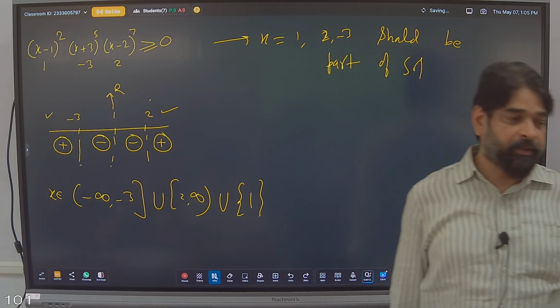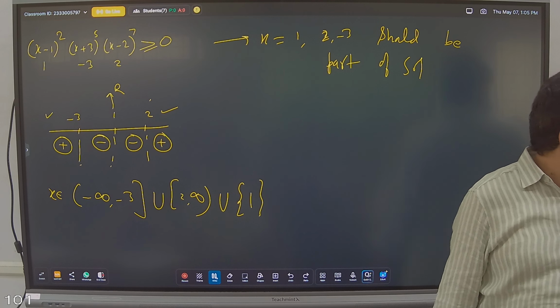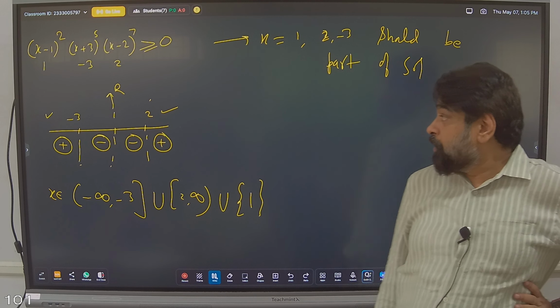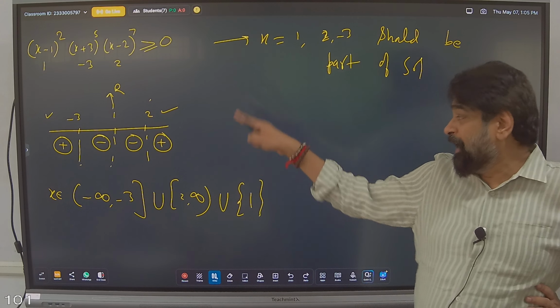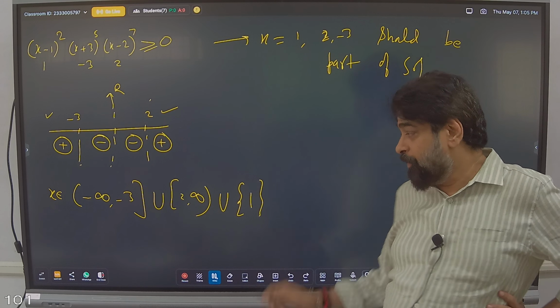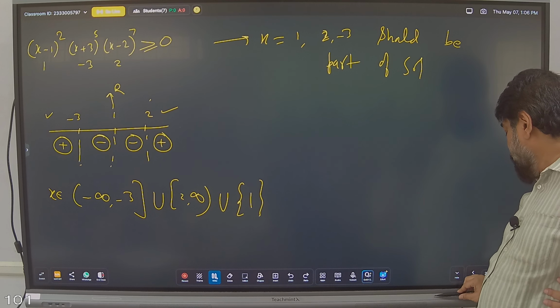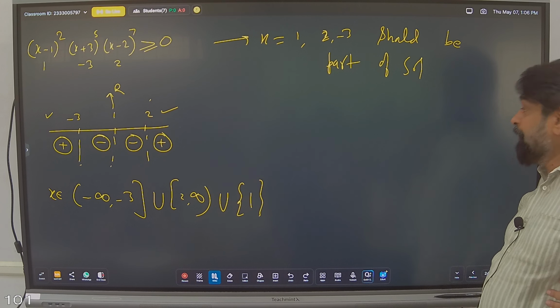This is the final answer. Do you understand? So polynomial inequality is over, but we need to do some more questions on this. You will not get confidence immediately; it will take a little bit of time. Half an hour more is needed.